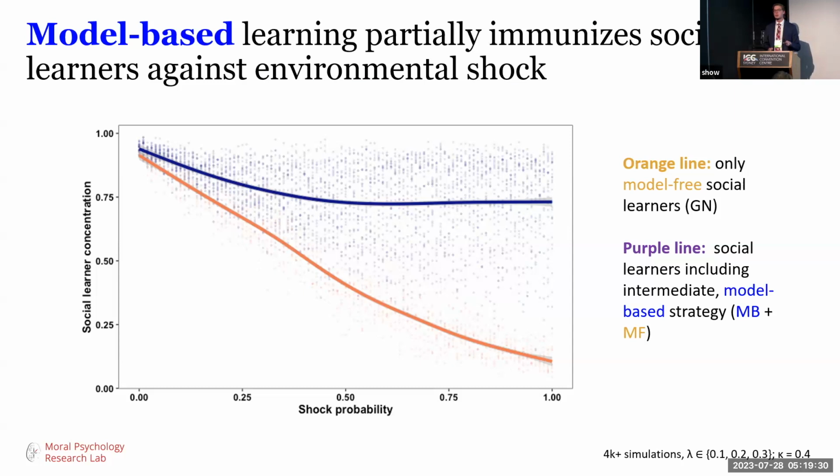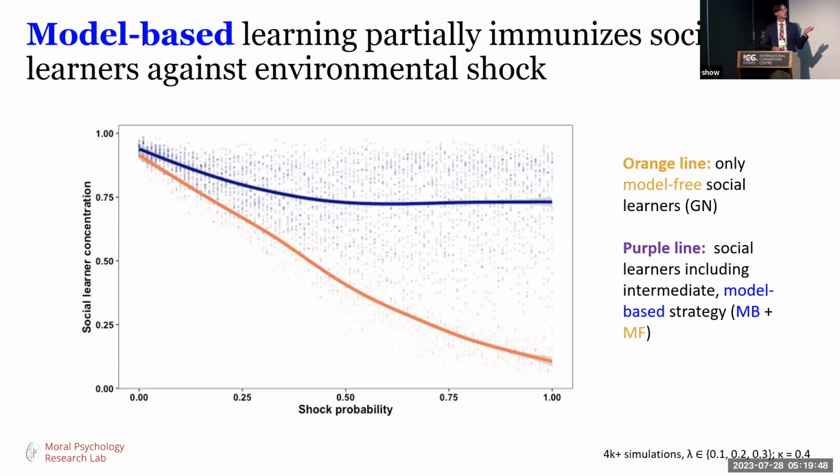Here I want to talk about social learning in general. Whereas before, in Giuliano and Nunn's case, in the orange line, you saw that when there's only one sort of model-free social learning strategy available, then as the volatility increases, the population of social learners drops down to the mutation floor.